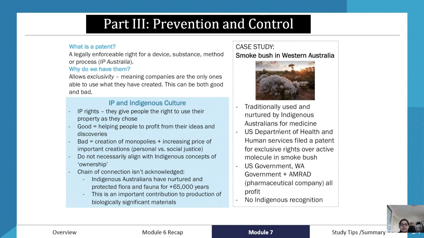A case study is the smoke bush in Western Australia. It is traditionally used and nurtured by Indigenous Australians for medicine. The US Department of Health and Human Services filed for a patent for its exclusive rights over an active molecule in smoke bush. And that means that they actually got that patent. So the US government, the Western Australian government, and also a pharmaceutical company all profit from this patent, but the traditional owners who have used it and nurtured it do not get any recognition.